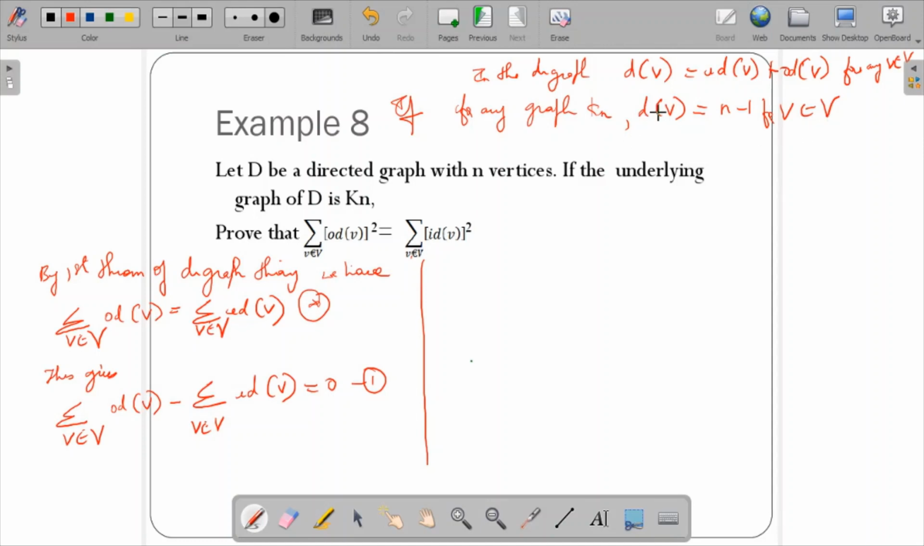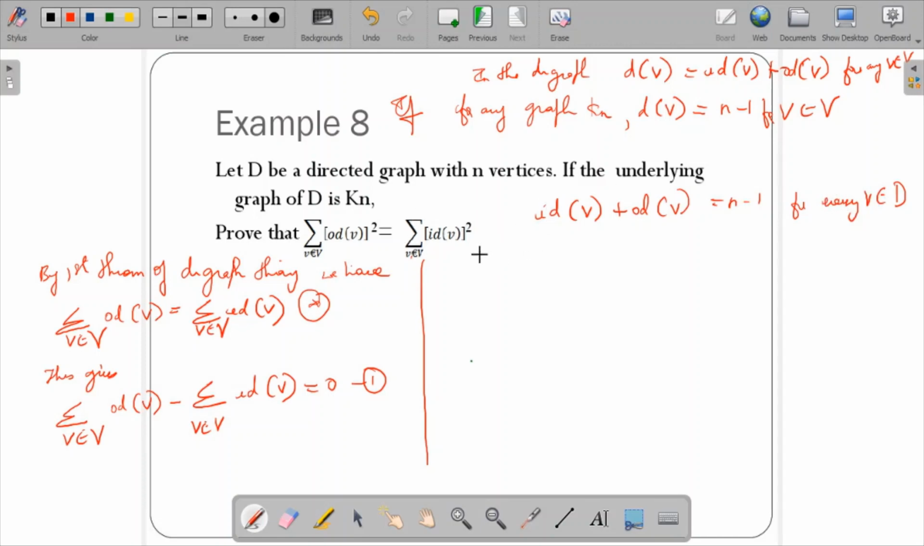So degree of v is equal to n minus 1. From these two equations I get in degree of vertex plus out degree of vertex is equal to n minus 1, for every vertex that belongs to the directed graph D. So this is regarding every vertex that belongs to the digraph D.